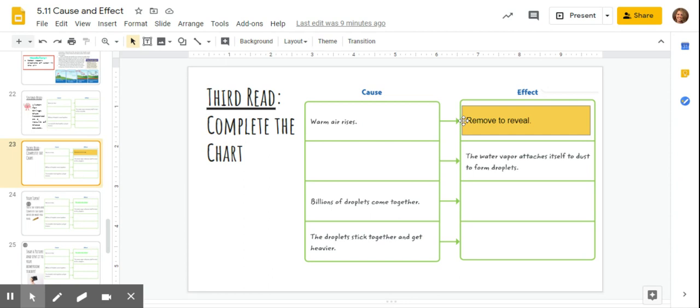Now, you'll notice that our first cause says warm air rises. So I'm going to read again. As I read, I want you to listen for when I talk about when warm air rises, because that's something that's going on. We have to figure out what happens when warm air rises, right? So warm air rises, then what happens? When you hear it, I want you to snap twice, okay?